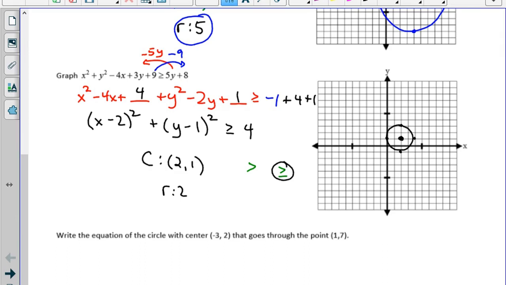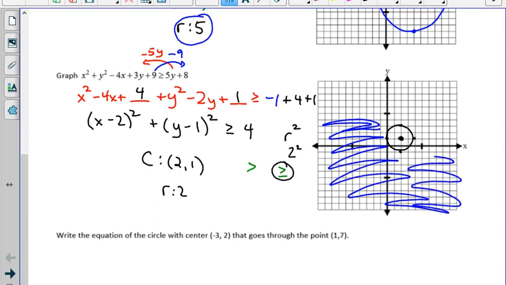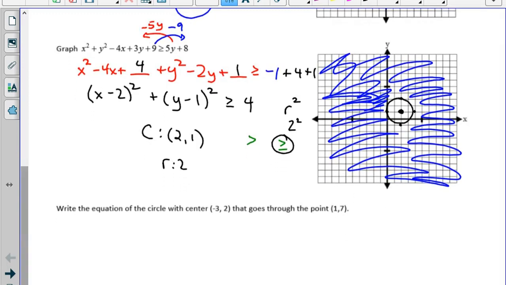And then since it is greater than or equal to, I need all of the values that are further than r squared away from the circle. So further than 2 as my distance. So my distance needs to be further than 2 away. So that means that I'm going to shade all of the values outside of the circle. And obviously it would go on forever, not just on the part of the graph that we can see, but that is how you do that problem.